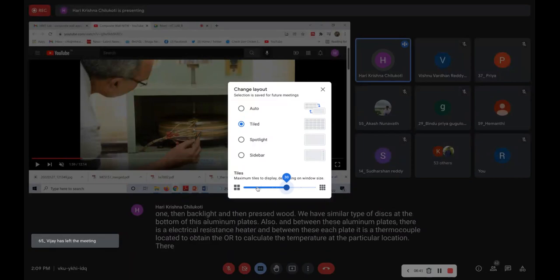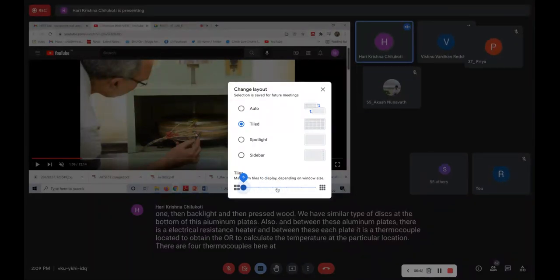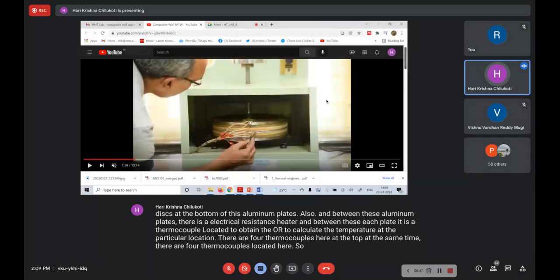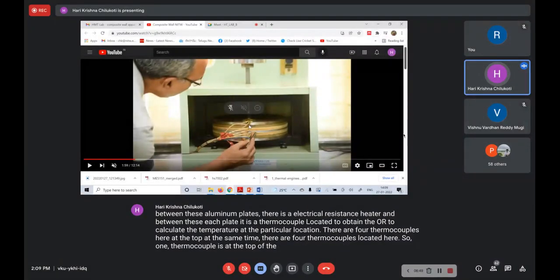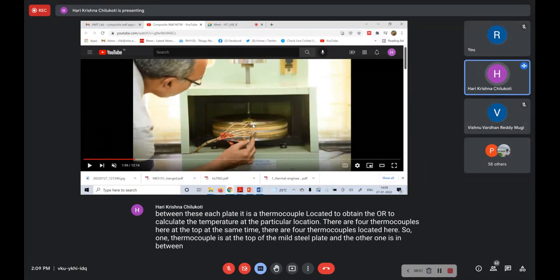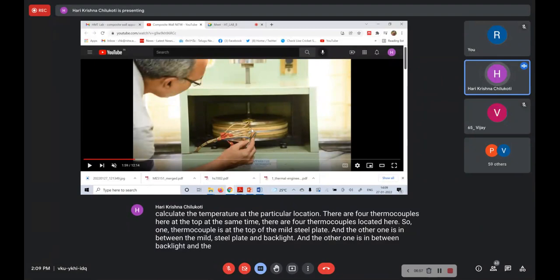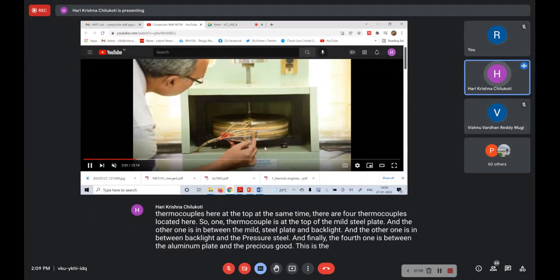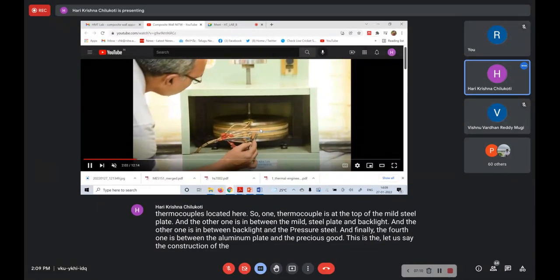There are four thermocouples here at the top. At the same time, there are four thermocouples located here. One thermocouple is at the top of the mild steel plate, another is in between the mild steel plate and bakelite, and the other is in between bakelite and the pressed wood. Finally, the fourth one is between the aluminum plate and the pressed wood. This is the construction of the composite slab.